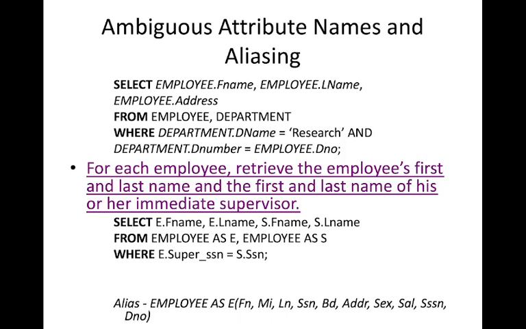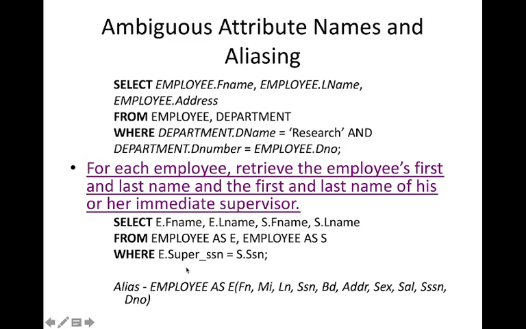Another way we can alias: instead of writing just employee as E, if we want to rename all the attributes also, it is possible. Simply after that we include whatever is in the brackets. So we are renaming all the attributes of the E table. That is, first name, F name, is changed to FN, MI, LN; like that we have given some other names. Then, instead of writing E.F name, you can simply write FN, because we have renamed the attributes also. So this is aliasing plus renaming of all the attributes.